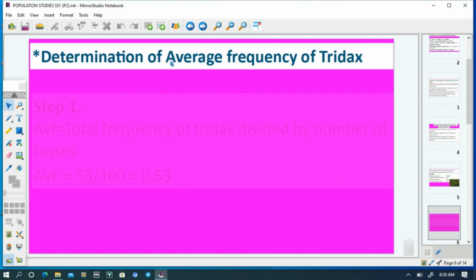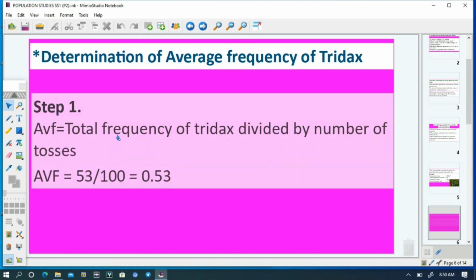Determination of average frequency of Tridax. Step 1. The average frequency is determined from the total frequency of Tridax, and it is also the total frequency of Tridax divided by the number of tosses. The total frequency of Tridax equals 53 and is divided by the number of tosses, which is 100, and the answer equals 0.53.